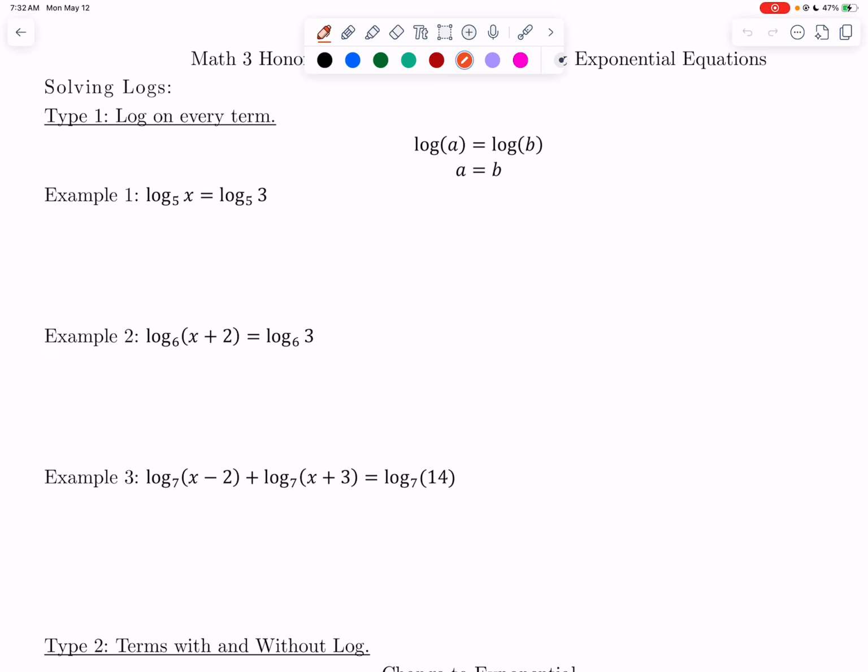But before we do that, we want to have one log on the left side and one log on the right side. So if that's the case, then we could just drop the logs and only look at the arguments. So for example here, if I have log base 5 of x and log base 5 of 3, since I have the same bases, I can just drop them and say x is equal to 3 and call it a day. Same thing for example 2, if I have log base 6 of x plus 2 and log base 6 of 3, I can drop the logs and have x plus 2 is equal to 3, and x is equal to 1.